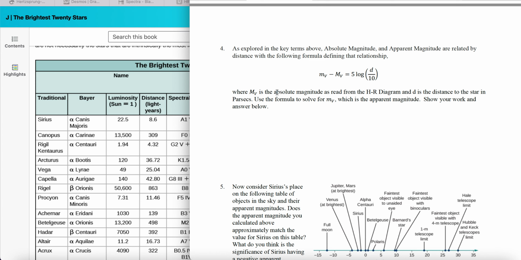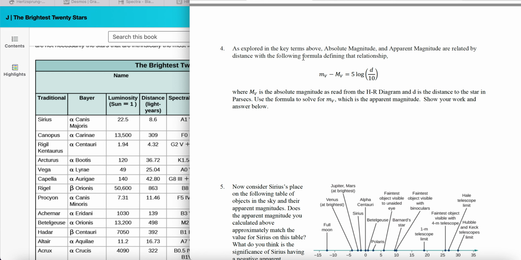Because the HR diagram does not have apparent magnitude. Now it could, and you could probably find some version of the HR diagram that is instead scaled in apparent magnitude, but the standard is always to use absolute magnitude. And then D is the distance to the star in parsecs, not light years. If you plug in light years, you get the wrong answer. So we're going to use this formula to solve for the apparent magnitude of Sirius.